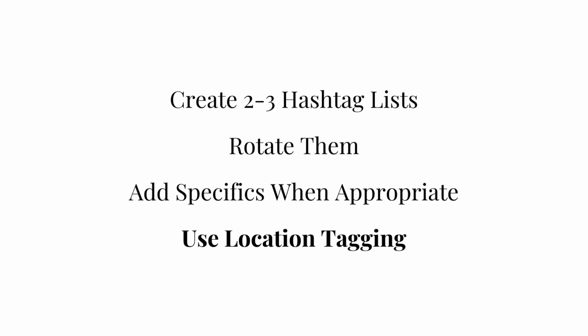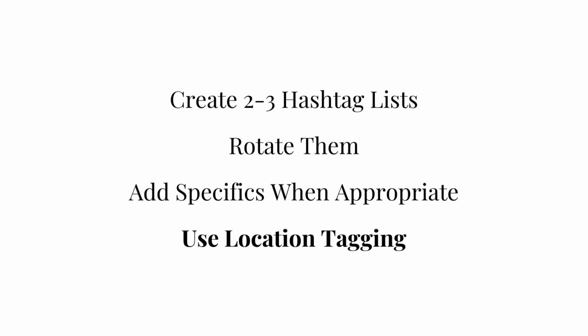And just take the time to do a little research and find those hashtags, do a few variations. Like I said, if you don't have enough in your area, then go ahead and throw in some of the larger ones if you want, but create 2 to 3 hashtag lists and then just rotate them and then add specifics when appropriate. So what I mean by that is, let's say you have a generic, or not generic because it's specific to your industry and your location, but you know what I'm saying? Like, it's just your main hashtag list.